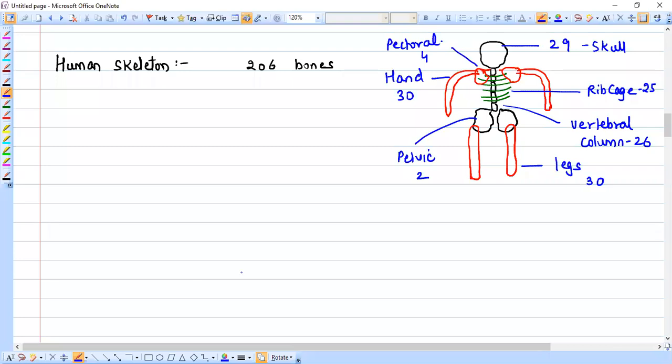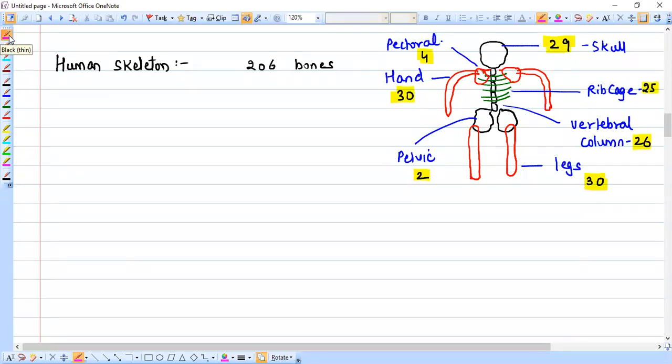If you remember the actual numbering, it becomes very easy. The skull is 29, the rib cage is 25, the vertebral column is 26, your hand is 30, and your leg is 30, so 30 and 30 becomes 60. So a total of 120 bones are present in your hands and legs. Pectoral girdle will be 4. Why 4? 2 on the right side, 2 on the left side. Pelvic girdle will be 2. This is how your 206 bones are placed.